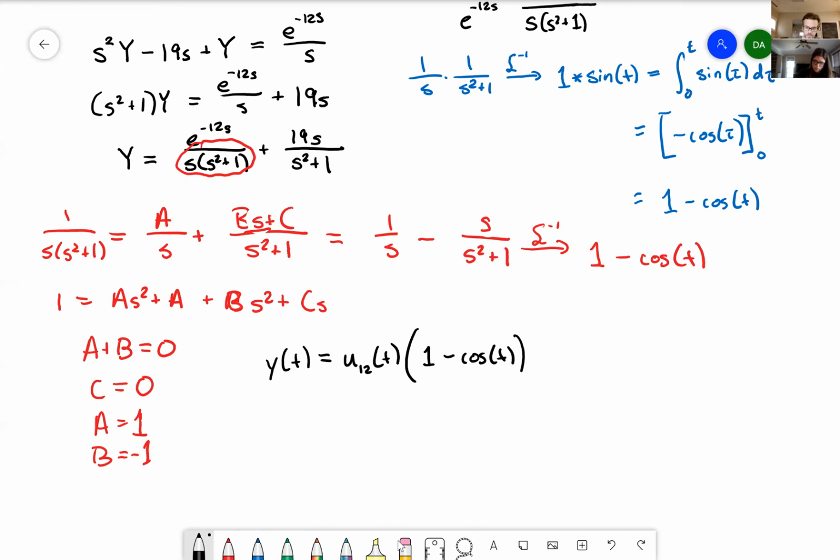Maybe not. Anyway, it's always nice to use the table if you have it. Sometimes it's good to have practice. Anyway, that's our first part. So that's this part. And now this part. That one's easy because we know that s over s squared plus 1 is just cosine. This is plus 19 cosine.